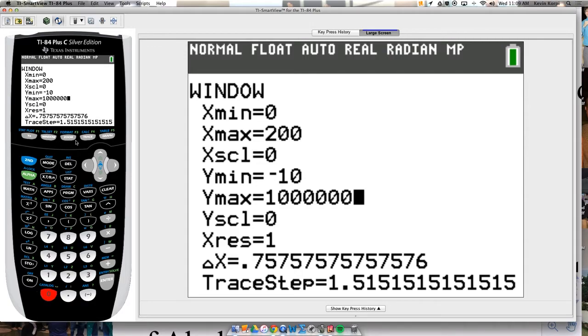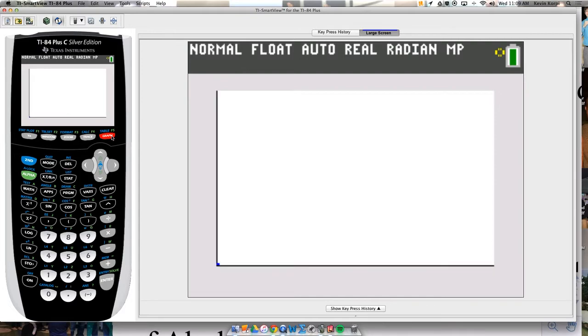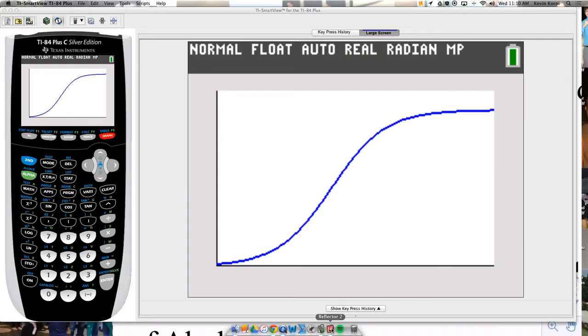And then, of course, we'll turn the y scale to 0. Now, if you hit graph, you should see something that possibly resembles an S-curve. And that's an indication that you've typed it incorrectly. So now you can kind of answer questions with confidence. We haven't done any calculus yet.